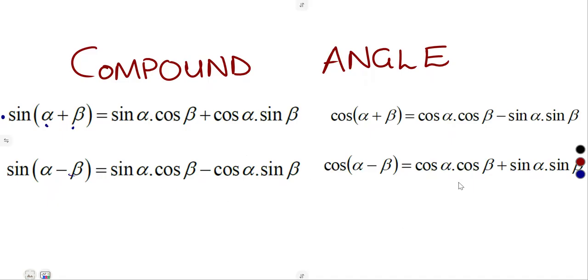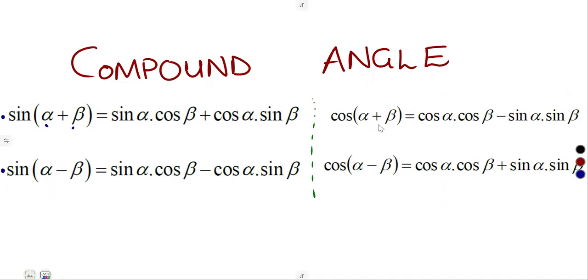Sine alpha, sine beta, minus cos alpha, sine beta. So this is what you are going to have if you are dealing with the identity for a sine.